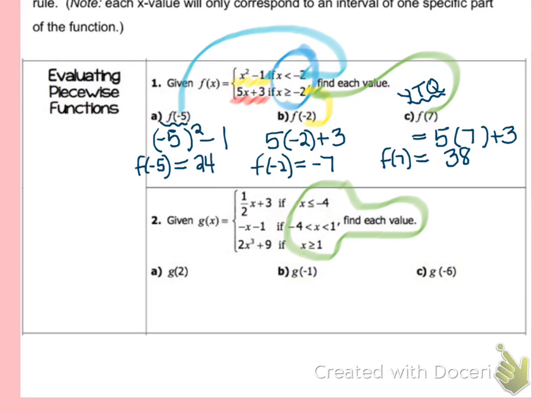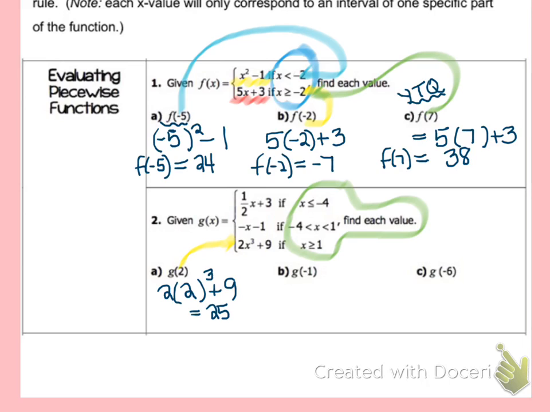So first thing you have to do is take a look and see which part of the function 2 belongs in. And so the 2 belongs in the interval right here because 2 is greater than or equal to 1. And so I'm going to substitute it into this function right here, 2x cubed plus 9. When I do my substitutions, I always want to put parentheses around whatever my input is. So I'm inputting 2 in. So I'm going to take 2 and cube it, and 2 cubed is 8. Then 8 times 2 is 16, and 16 plus 9 is 25.